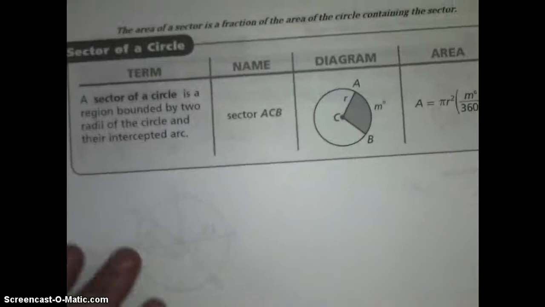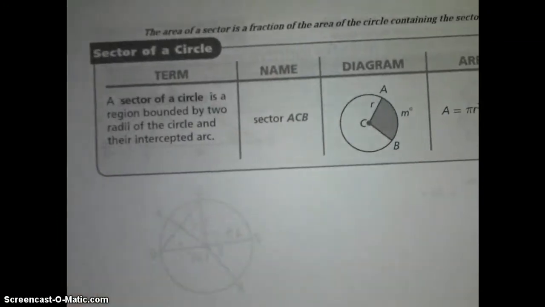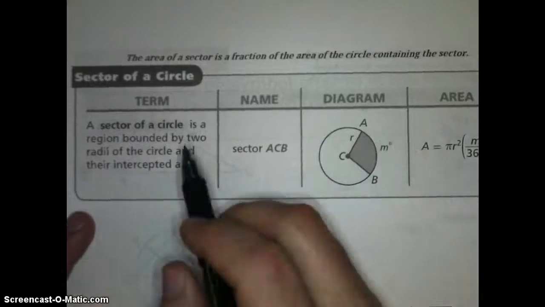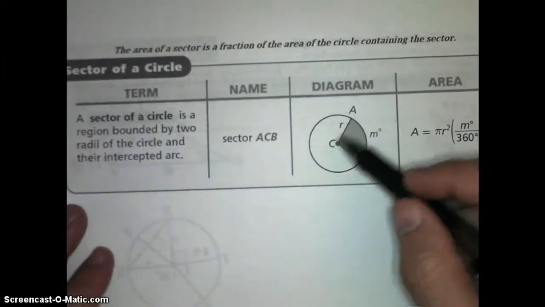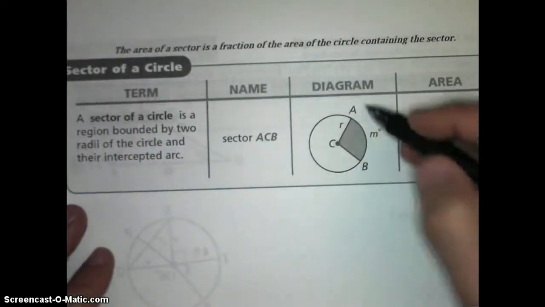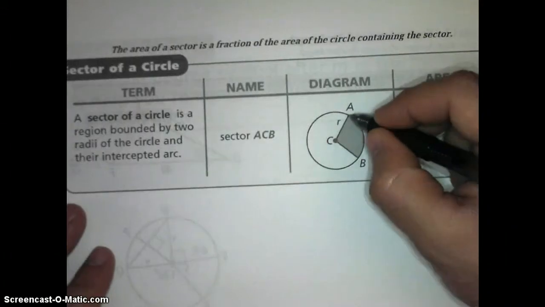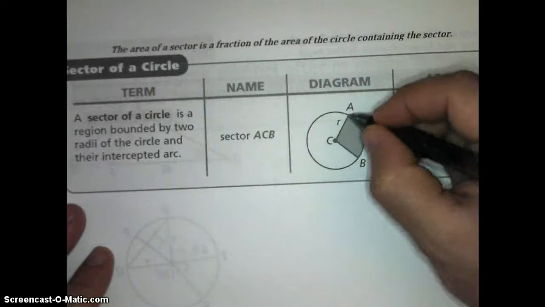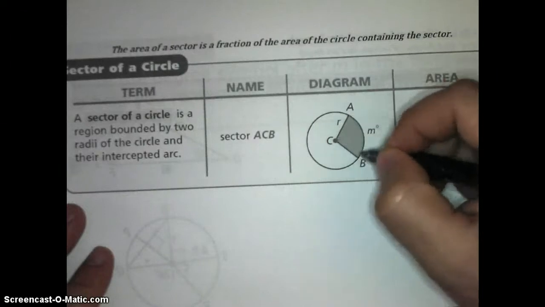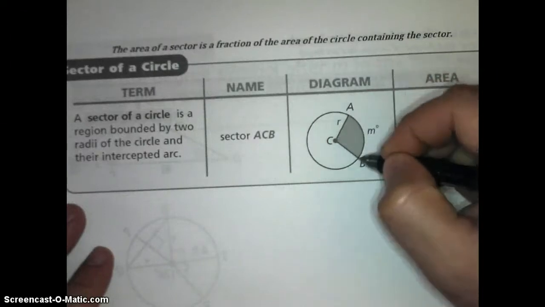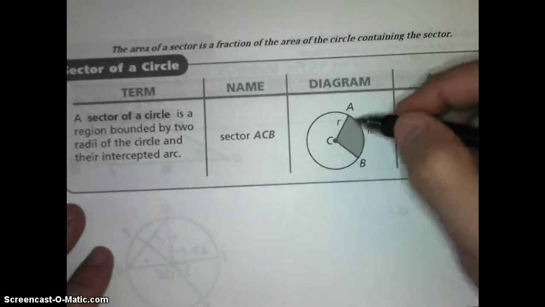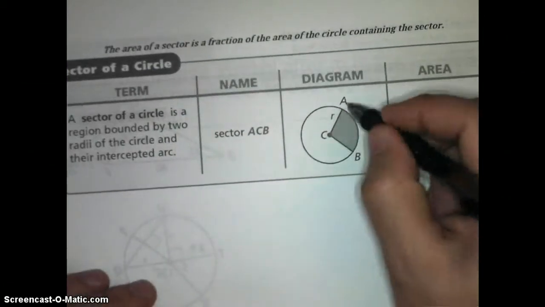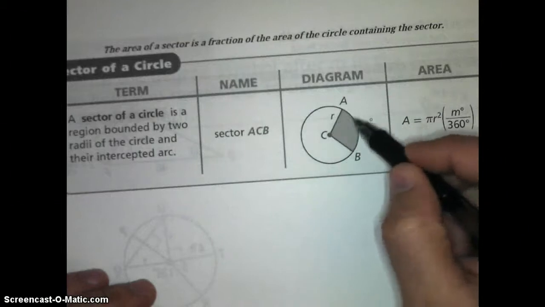Okay, so first let's talk about what a sector is. This is one of your new vocabulary terms. The area of a sector we will look at in just a minute, but a sector is a region bounded by two radii of the circle and their intercepted arc. An intercepted arc, you'll recall, is an arc that is bounded by the two points of this angle. So the intercepted arc AB and these two radii make this sector. Think of the sector as being a slice of pizza or a piece of pie. That is a region, and so it has an area.